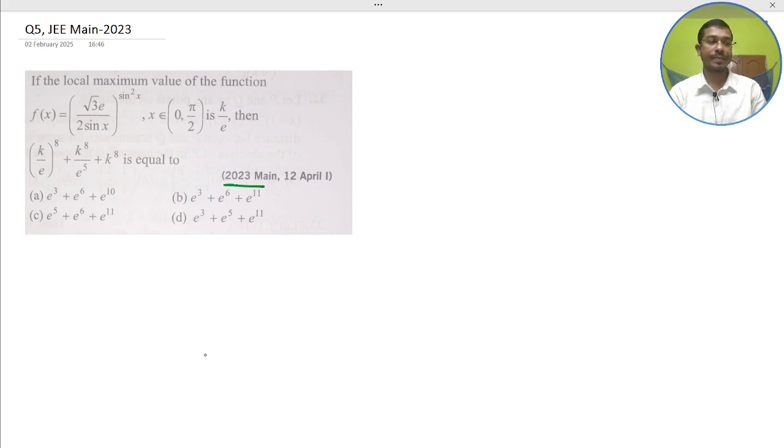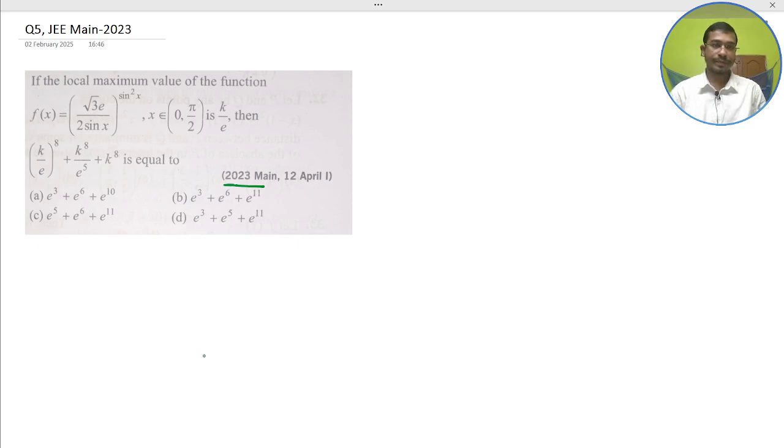Try to solve yourself, and after that look upon my whiteboard for your answer. This is the JEE Main question. Rigorous calculation should be done here.